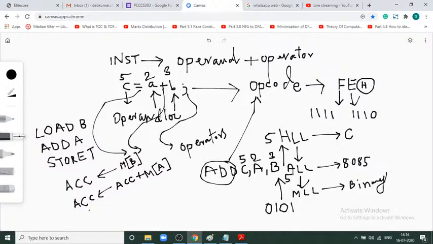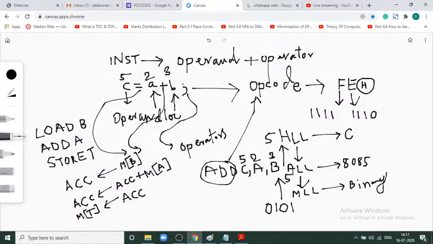Store T. What do you mean by that? That means we are storing the value of the accumulator, that means our result, in a memory location, say a memory location which is known as T. So load B is our first instruction, then add A is our second instruction, then store T is our third instruction.